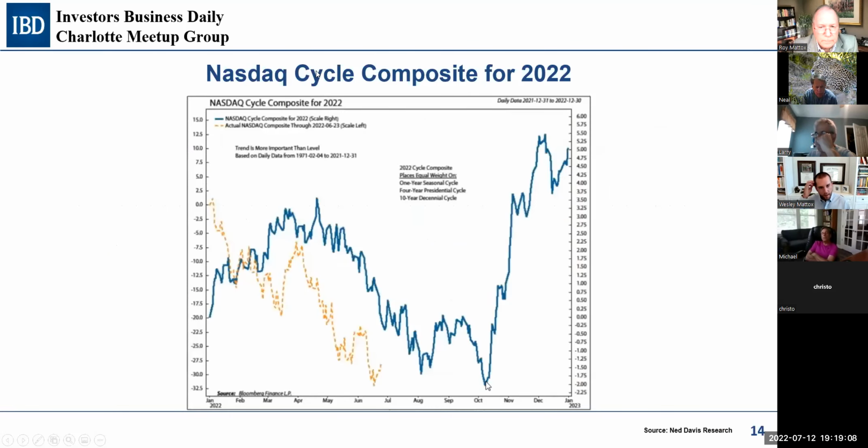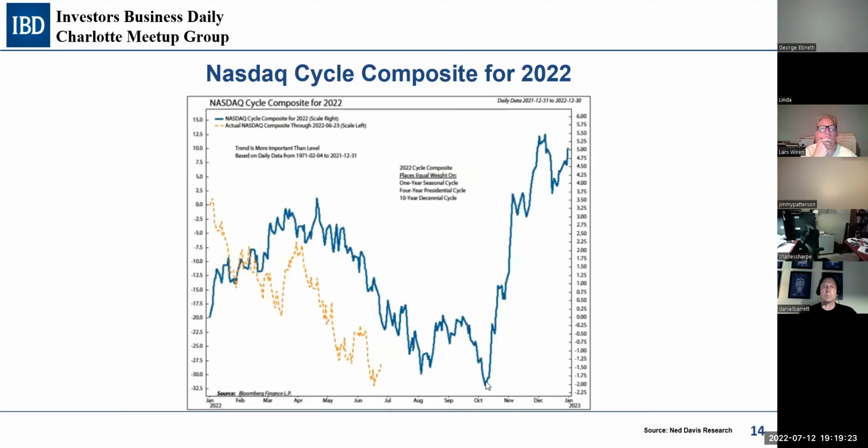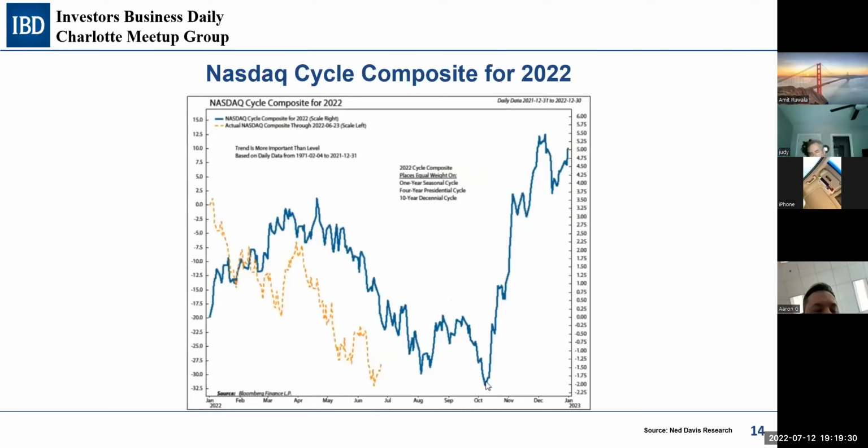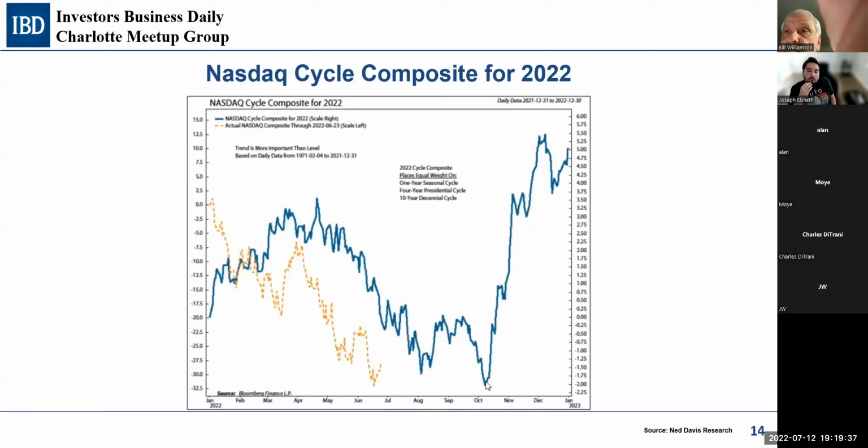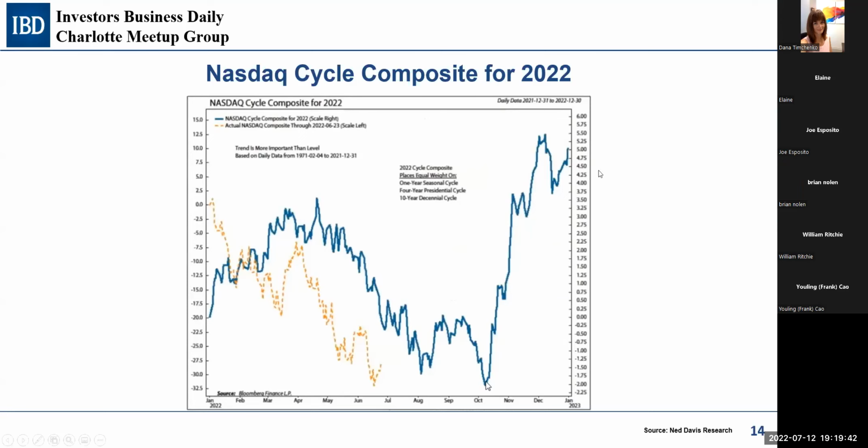And this is looking at the Nasdaq cycle composite. This is weighting a typical year based on the seasonality of the Nasdaq, the 4-year presidential cycle, and the 10-year decennial cycle. Based on this cycle analysis, you suspect that you retest the low in October, and you can be off to the races from there. There are some other things we'll talk about which could also support that idea of bottoming in the back half of the year.